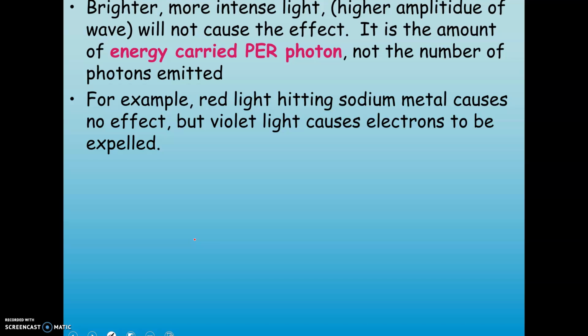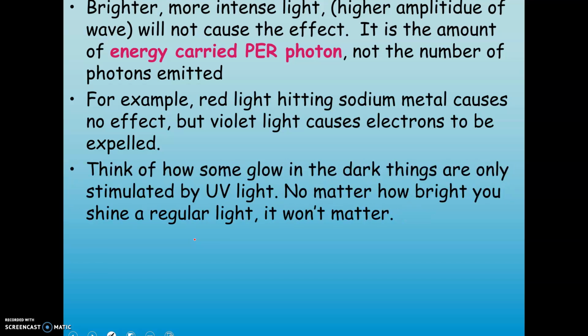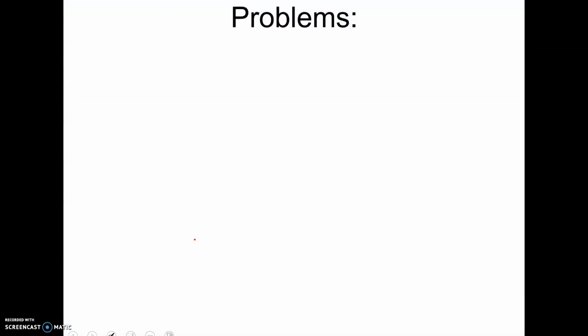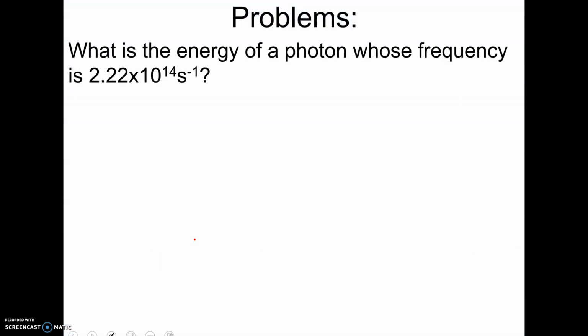So red light hitting sodium has no effect. Violet will cause electrons to be expelled. You don't have to memorize that. It's just giving some examples. Again, glow-in-the-dark things that are only stimulated by UV light would be an example. I can show a regular light on there. It could be a hot light. It could be a bright light. If there's no UV in it, it's not enough to stimulate it, because you need that minimum energy of UV to cause the stimulation. Okay, so you can get problems with this same formula.